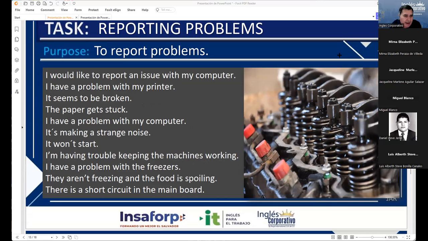So I have a problem with my printer. It seems to be broken. Parece estar arruinado. The paper gets stuck. Se traba el papel. I have a problem with my computer. It's making a strange noise. It won't start. I'm having trouble keeping the machines working. I have a problem with the freezers. They aren't freezing and the food is spoiling. There's a short circuit in the main board. Corto circuito.